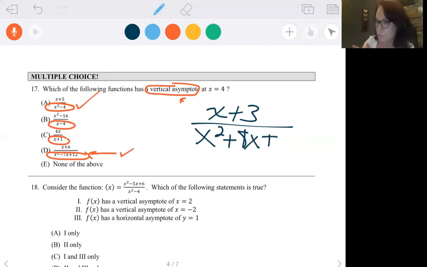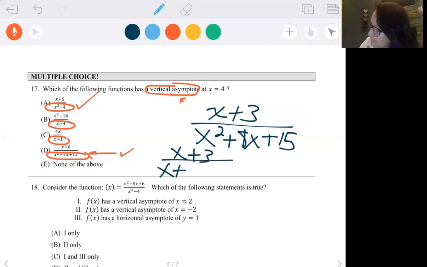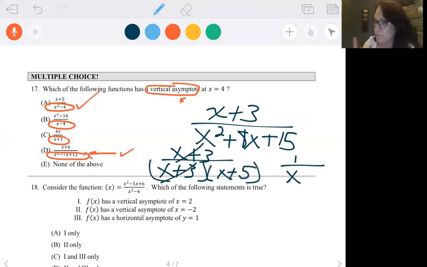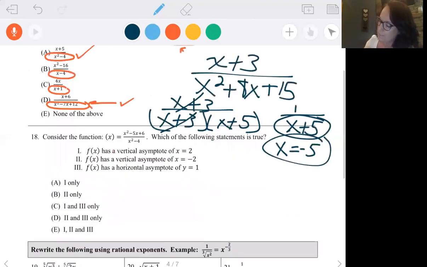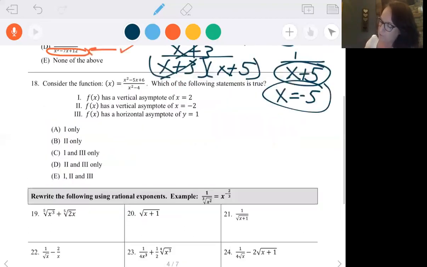All right, so let's focus on that denominator. Let's factor: x plus 3 times x plus 5. Let's cancel. And now let's look at what makes the denominator 0. So we have one issue in this one. Our issue is that at x equals -5. What that means graphically is we'd have a vertical asymptote there that the graph can't touch. All right, so let's go down here.